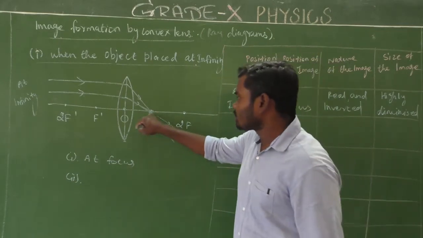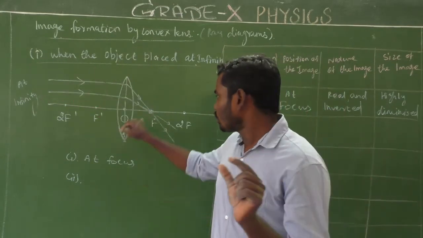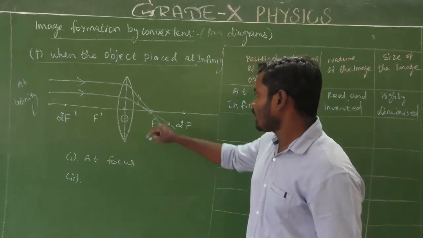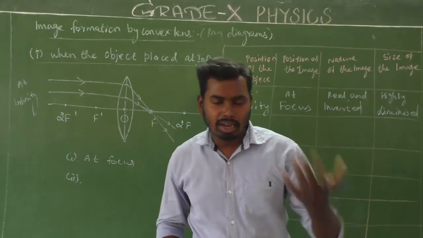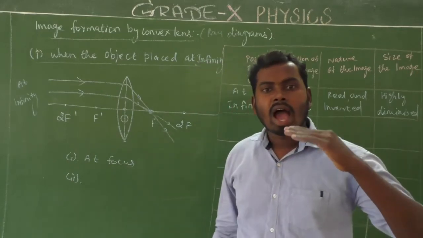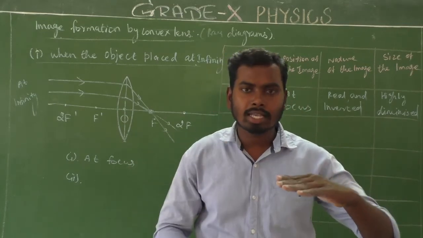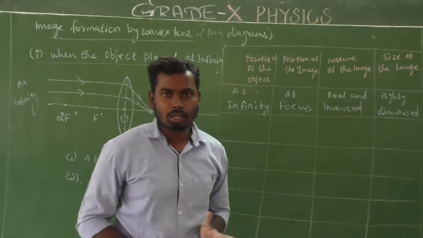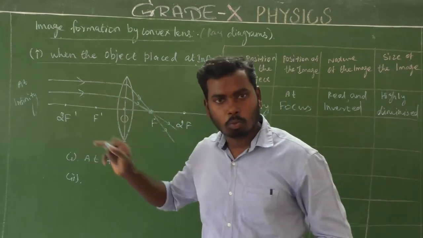This image size is very small compared to the object placed at infinity, so this is considered as a highly diminished image. Is it clear? Next, this image is an inverted image, which means a real image, because that is formed on the principal axis. Whenever an image is formed on or below the principal axis, that is considered as a real image. So all real images are inverted images. That is all completed. Okay, so first question completed.